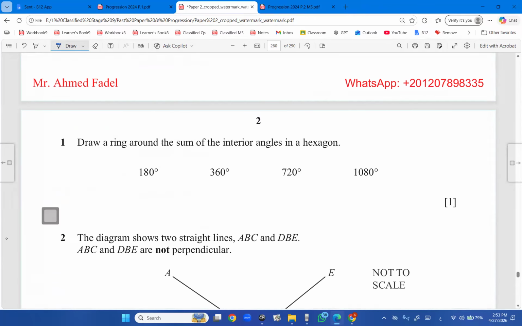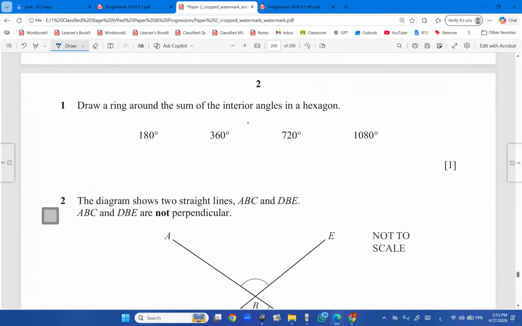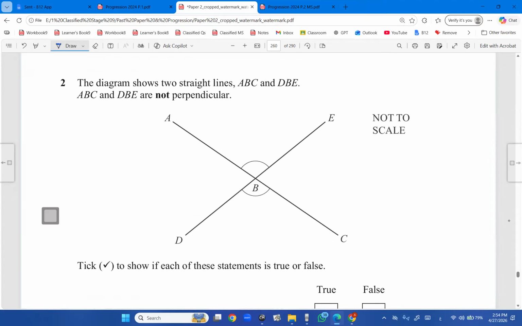The first question says, draw a ring around the sum of the interior angles in a hexagon. There is a rule for the sum, which is n minus 2, you multiply by 180, where n is the number of sides. A hexagon has 6 sides, so 180 multiplied by 6 minus 2, which gives 4, so it is 720 degrees.